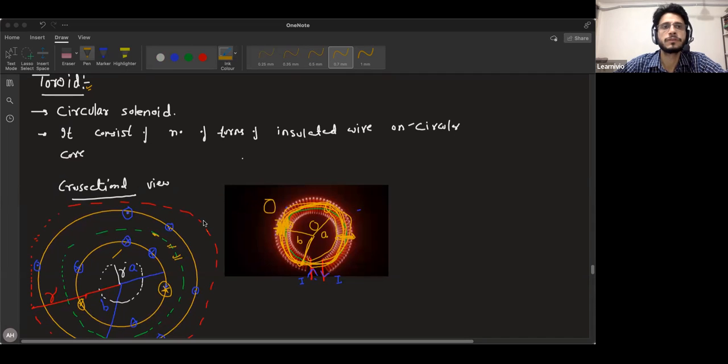The toroid functions similar to a solenoid. Both generate magnetic fields.